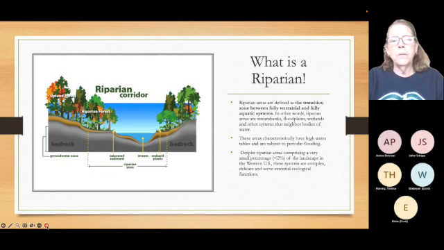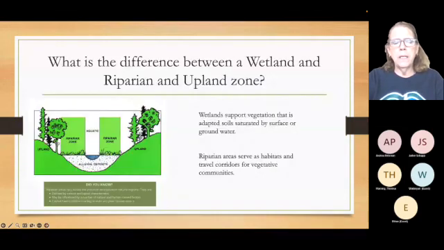Okay. So we talked about what a riparian zone is, which is this land right here, or what we call the water's edge. And it can be on the edge of a wetland. It could be on the edge of a pond, a river. We even have riparians on the edge of oceans. Okay. So what is the difference between a riparian and the actual wetland? There's several differences that you need to know.